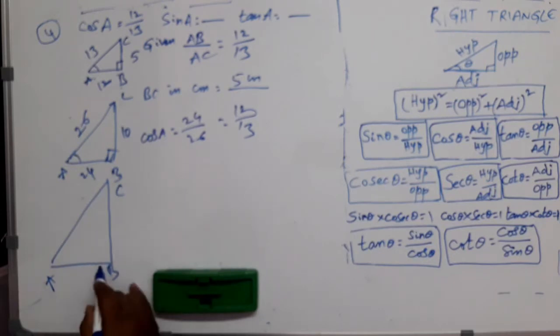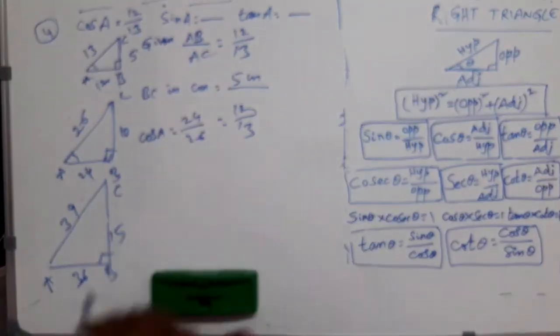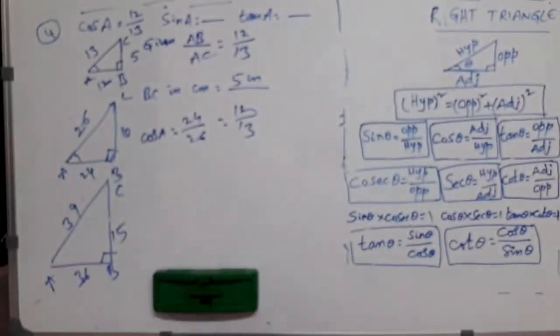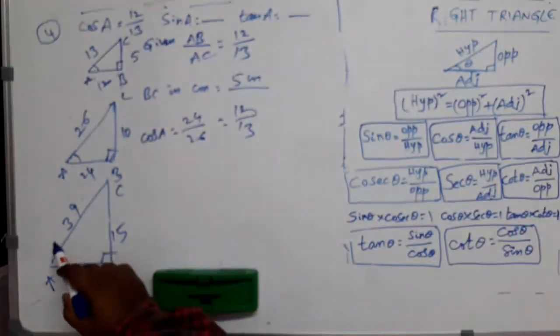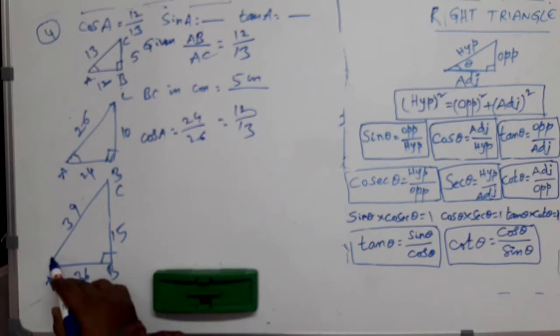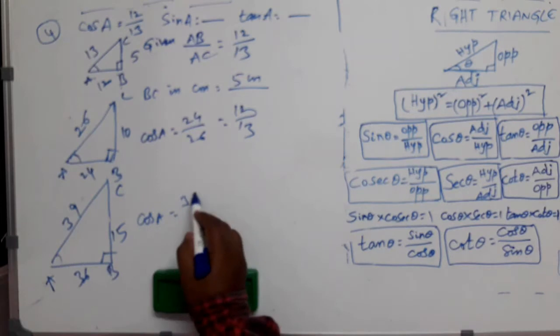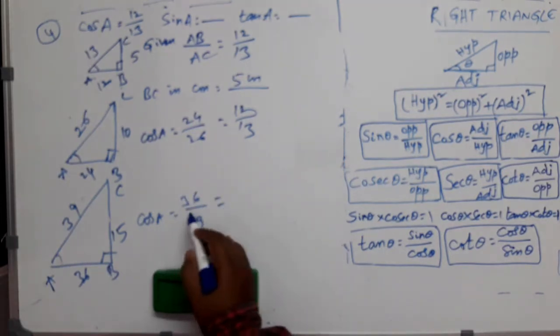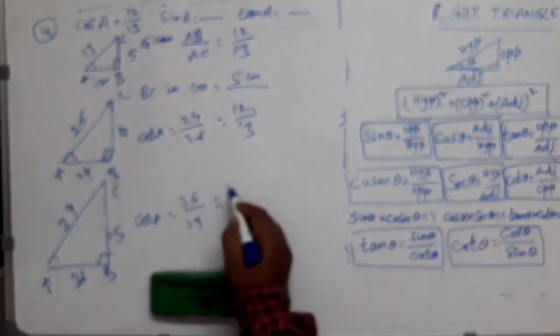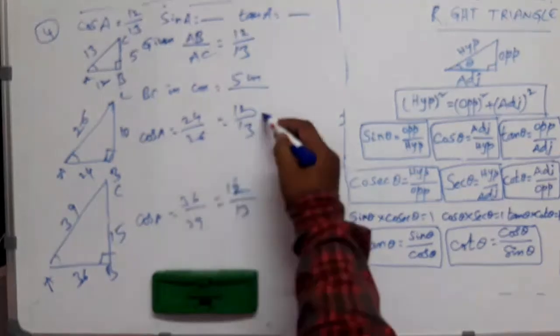Triangle ABC. Here also Pythagoras theorem is satisfied. You can check it. 39 square is equal to 36 square plus 15 square. Yes. So here also you tell me, for this angle A, what is the value of cos A? Adjacent side by hypotenuse. So 36 divided by 39. Simplify further, 3 12s divided by 3 13s. 12 by 13.